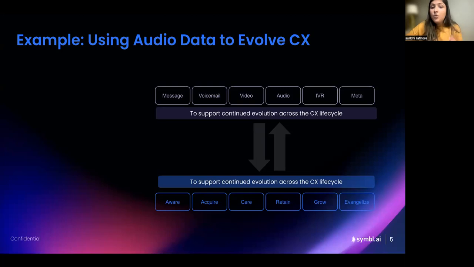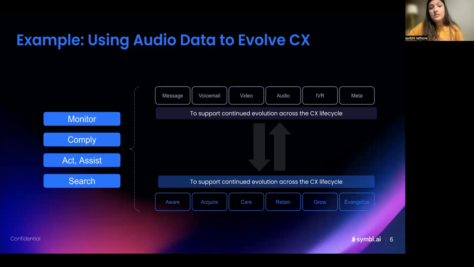So to be able to support a continued evolution throughout the CX life cycle, you need to be consuming that data to inform the different stages of that life cycle. How does the awareness get impacted, or the acquisition, or how do we make sure that we can care about the customer based on what the preferences are or what the upsell or buying opportunities are? How do we retain the customers, knowing the information that we have now, and continue to evangelize with them?